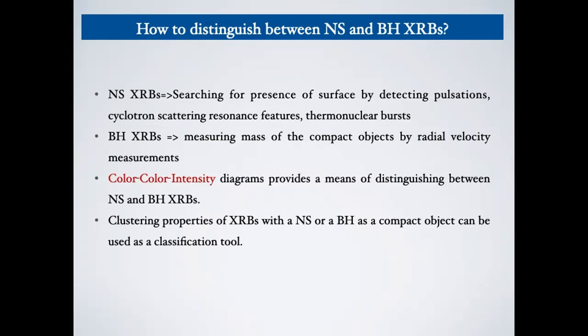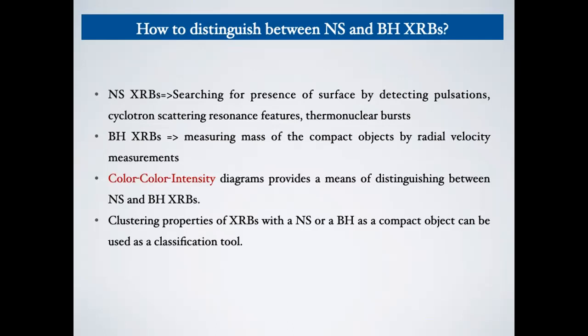The other is the thermonuclear burst. In many of the X-ray binaries, when you have matter getting accreted onto the surface of the neutron star, suddenly it all ignites in a flash, a thermonuclear burst. And often you see this very peculiar photospheric radius expansion, where you know that this only happens if this is a neutron star, but not a black hole.